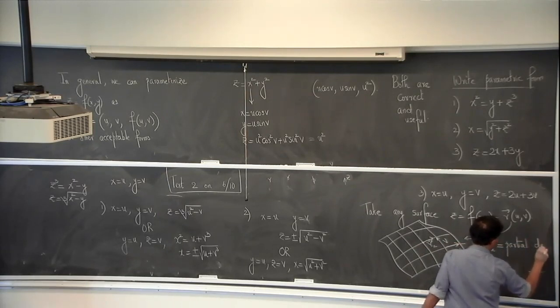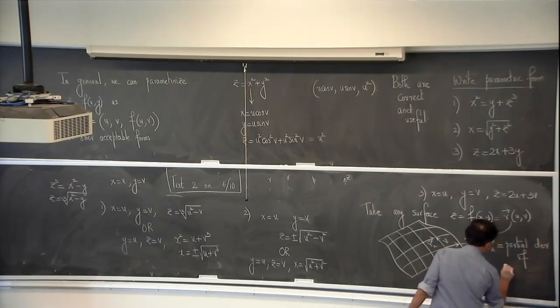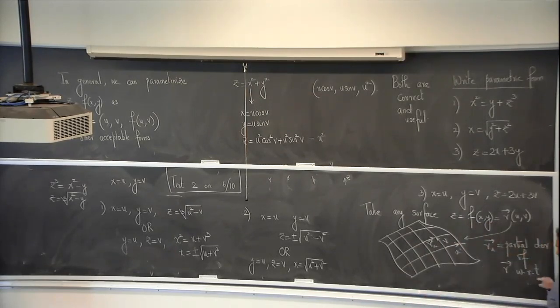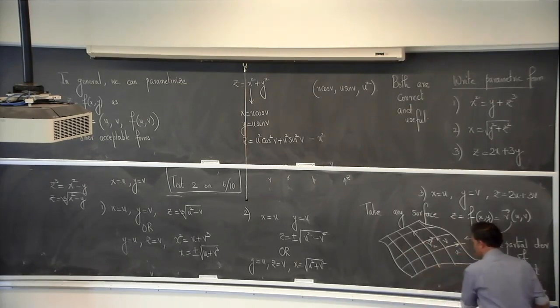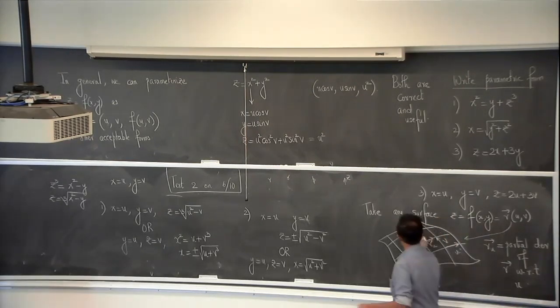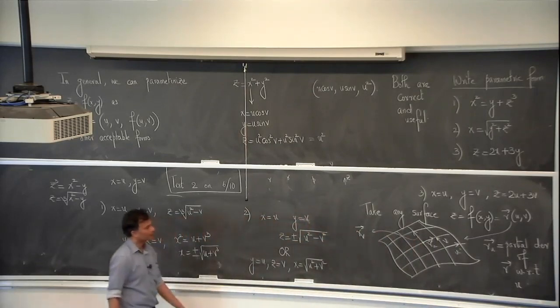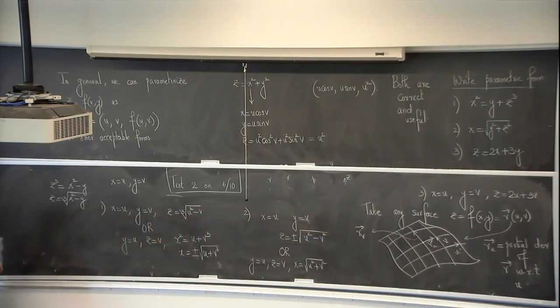Partial derivative of r with respect to u. And similarly, along the v-axis, the partial derivative of r with respect to v would be tangential to the surface in that direction. But these are along the axis. Along the u-axis, we have partial r with respect to u, and along the v-axis, we have partial r with respect to v.